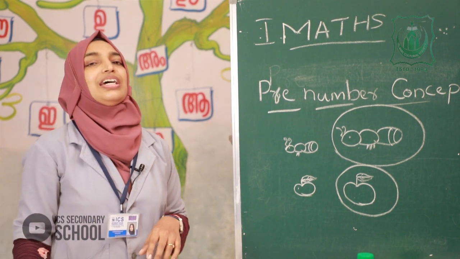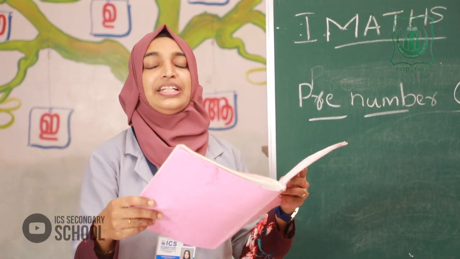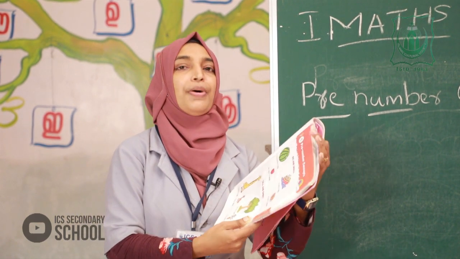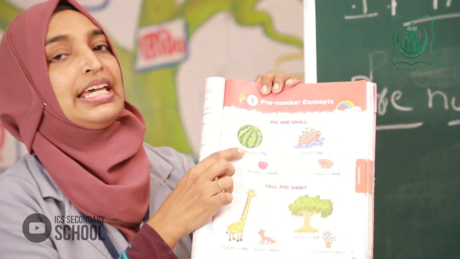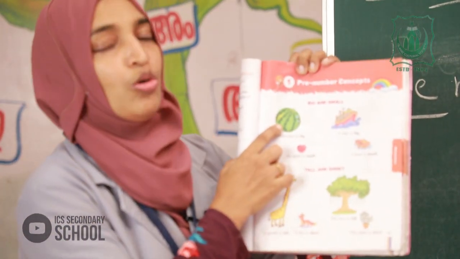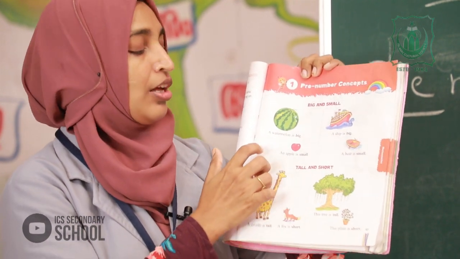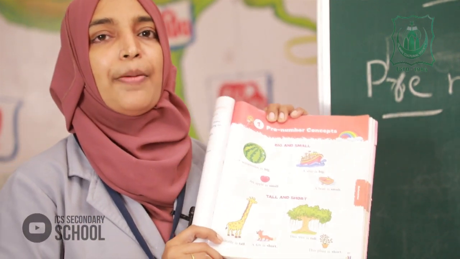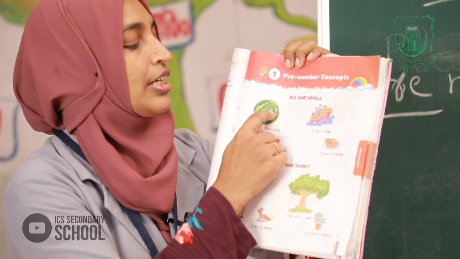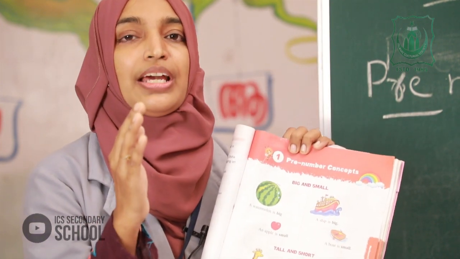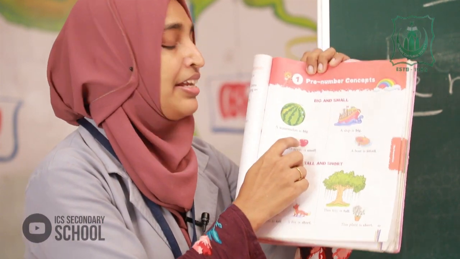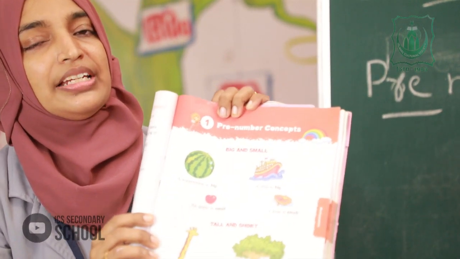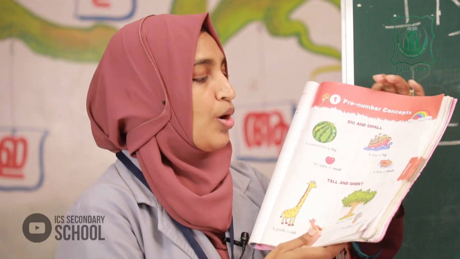Yes. Okay, you can take your textbook. Take page number 47. You can see the picture of a watermelon and an apple. Which is big, watermelon or apple? Yes, watermelon is big in size and apple is small.